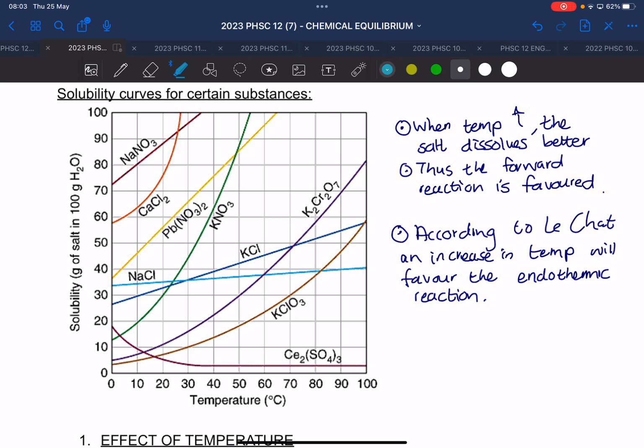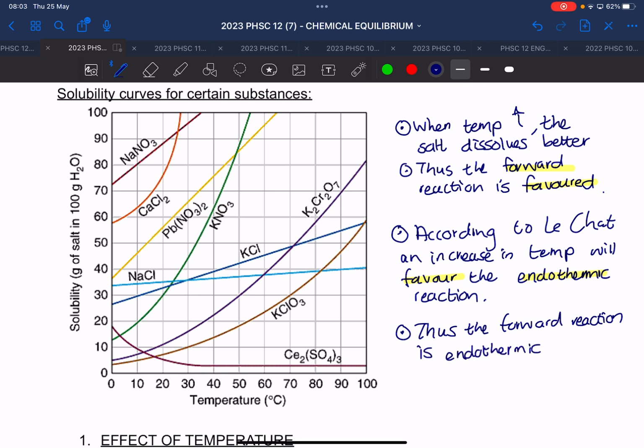Okay, so what did we just say? We said the forward is favored, and we said the endo is favored. So what is the forward reaction here? Endothermic. Thus, the forward reaction is endothermic. Okay, wait, I just want to complete my thought. So, when I ask you why does it dissolve better when the temperature is increased, it's because the dissolving of salts is endothermic. The more you heat it up, the better it will dissolve.